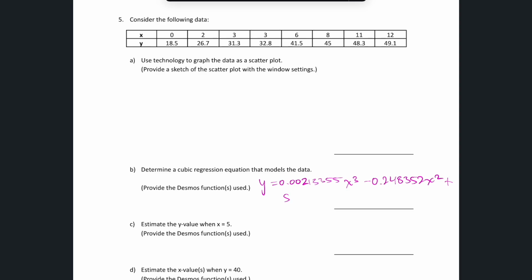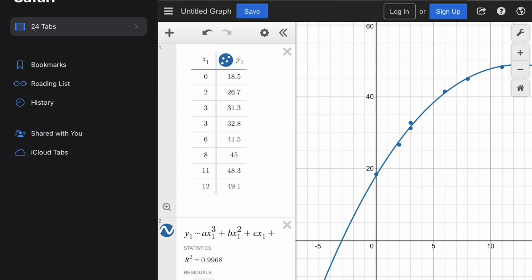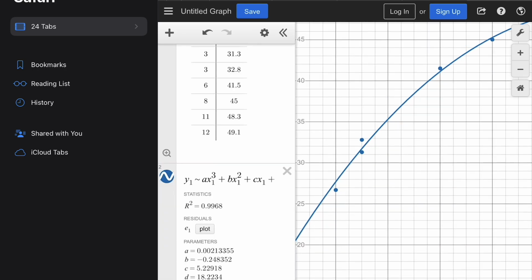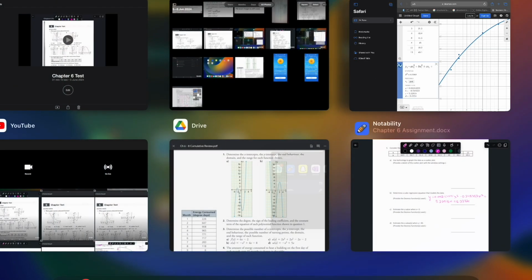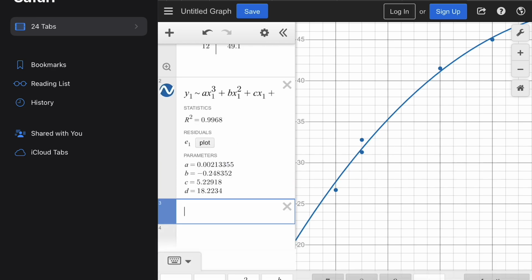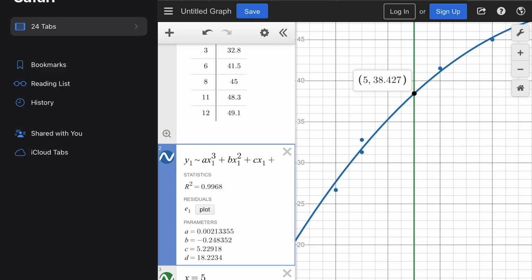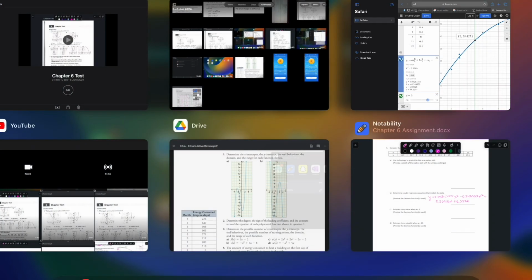Plus, and then plus 18.2234. Sweet. Estimate when x equals 5. When x equals 5, we'll zoom in. Rough estimate, it's about 38. Actually, I don't know how many decimal places they want, so I'll do it properly. Don't be lazy. 38.427. Okay, so about 38.4.